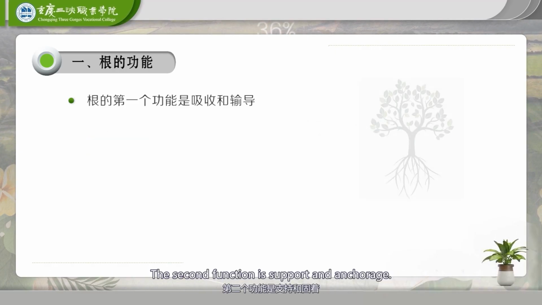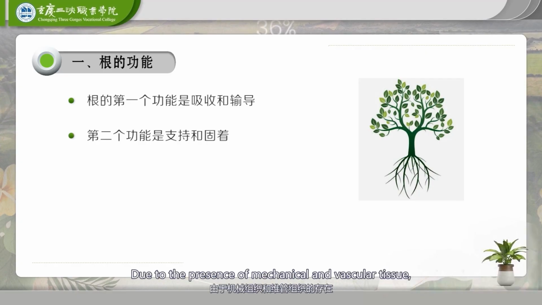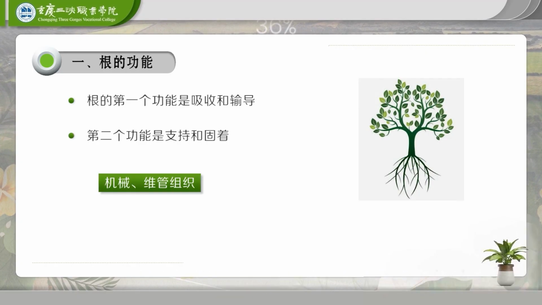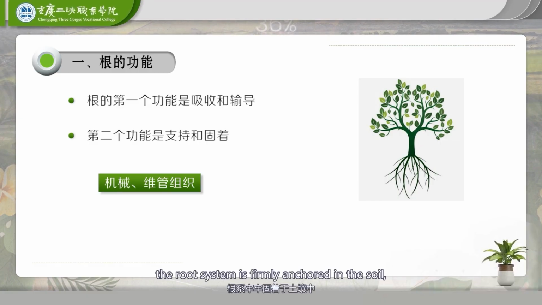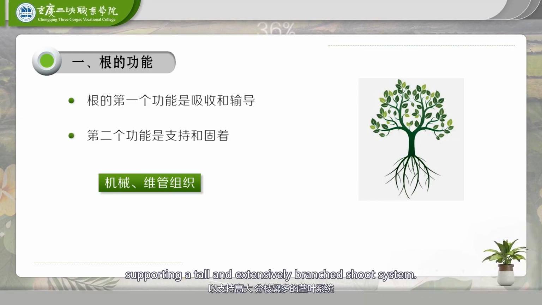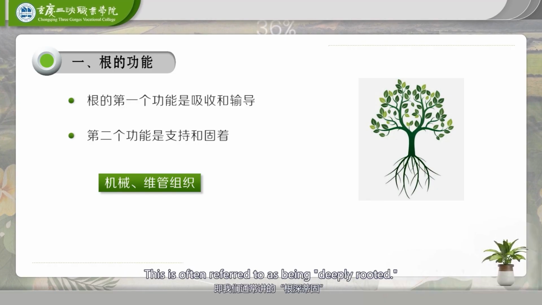The second function is support and anchorage. Due to the presence of mechanical and vascular tissue, the root system is firmly anchored in the soil, supporting a tall and extensively branched shoot system. This is often referred to as being deeply rooted.